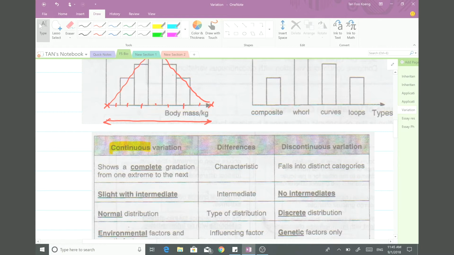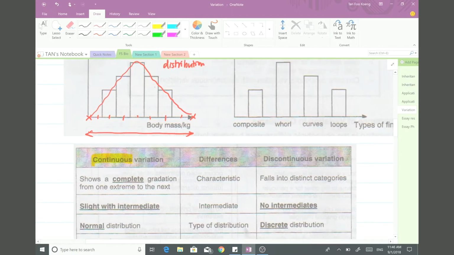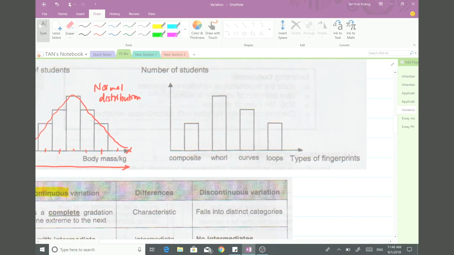Now, what about discontinuous variation? There are no intermediates between the variations. For example, taking types of fingerprints, we have people with composite fingerprints, whorls, arches, curves, and loops. However, there is no intermediate between composite and whorl. There is also no intermediate between curves and loops. So as such, this variation is known as discontinuous variation.